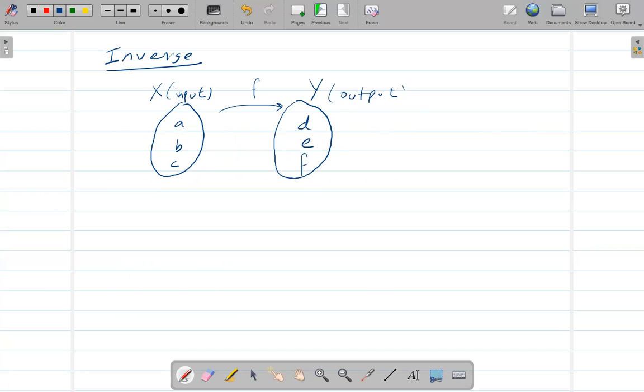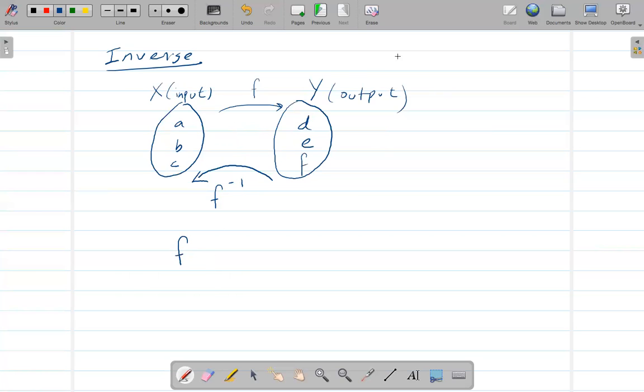Different output. Okay, so from here to here, we said that it's f. Now, the way we say the inverse is, if we go from this output to this input, from here to here, this direction, then this direction, we say from input to output, it's f. Now from output direction to input direction, we say this is f inverse.